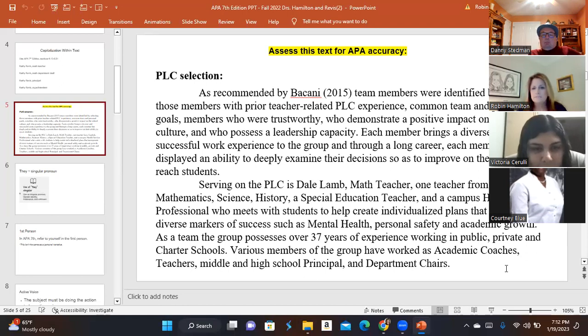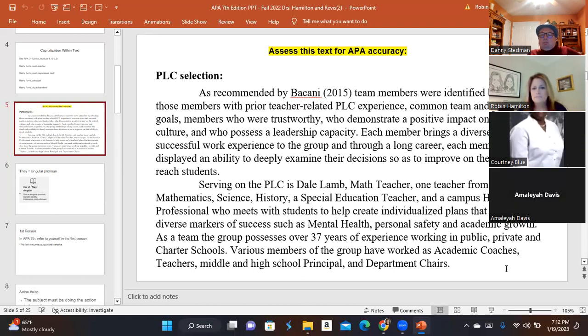Anyone else? I'm not sure, but is the heading, the title PLC selection, in the correct spot? Well, great question, but I will tell you that the S in selection should be capitalized. That will be correct for you in your template.